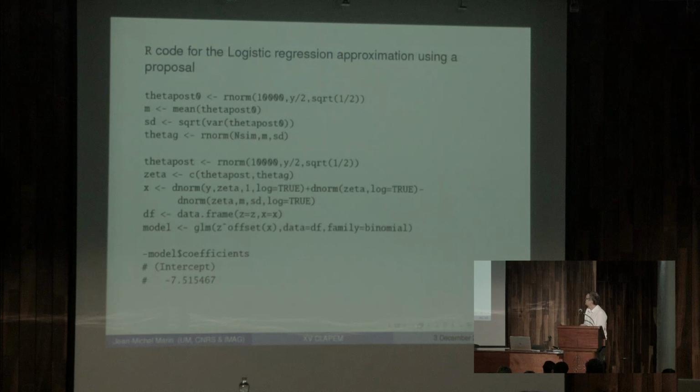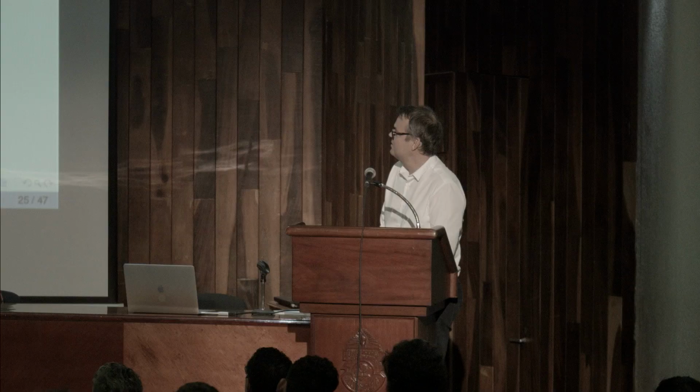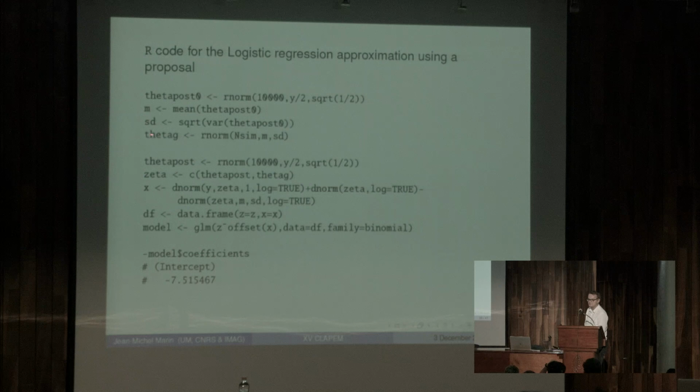Okay, right now we can do the same, but using an instrumental, a proposal distribution. Look, first, you simulate a first sample from the posterior, then you can calculate the sample empirical mean. This is an approximation of the posterior expectation. You have an approximation of the posterior standard deviation. And you can now use this approximation to create a sample from the instrumental distribution G, which is a normal with mean M and standard deviation SD. You simulate from the posterior, you simulate from this instrumental distribution, you do exactly the same, and you get an approximation of the intercept.